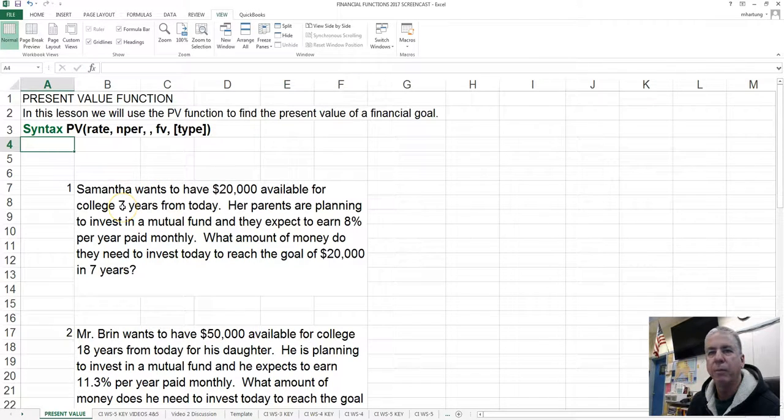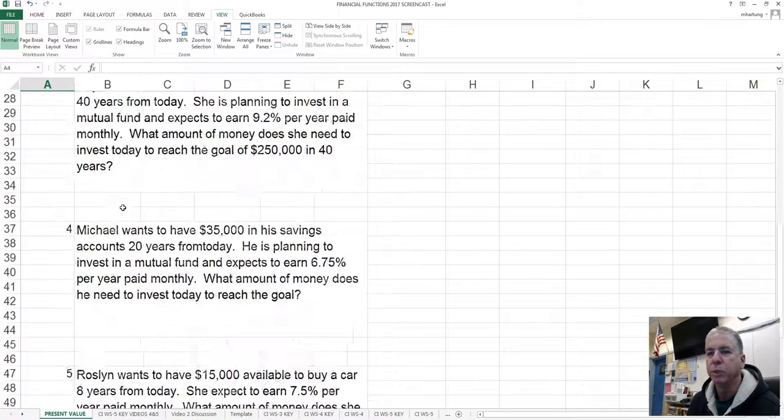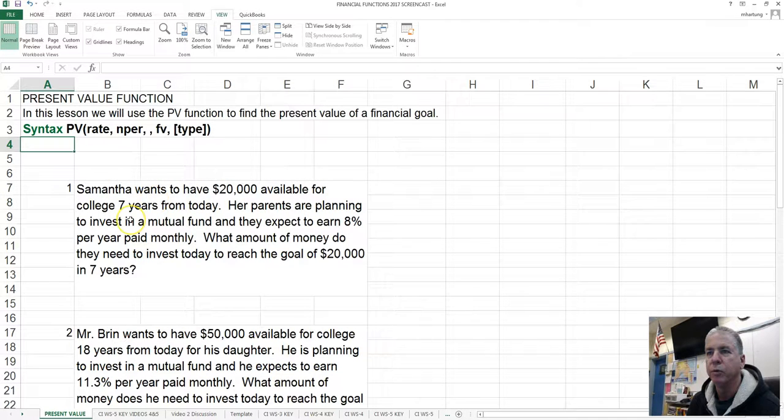So let's take a look at our first problem. I think that would be the best way to do this. You've got 5 of them to do here, but we'll go ahead and do the first one, and I think it'll help to make it clear exactly why we're doing this and how it works. So let's take a look here. We've got Samantha. She wants to have $20,000 available for college 7 years from today.